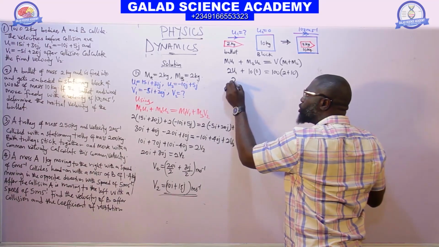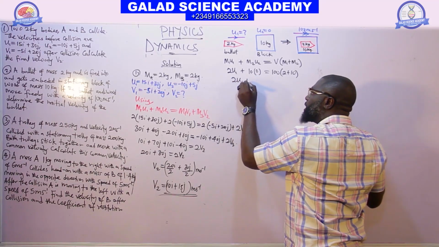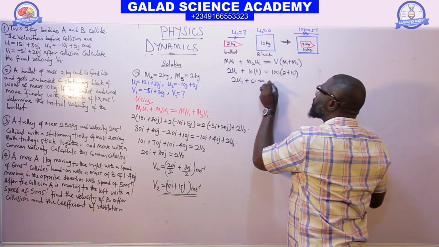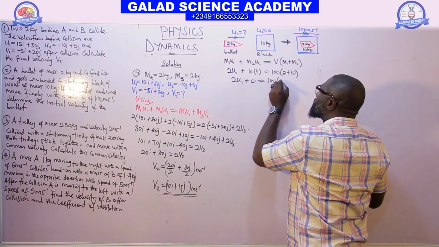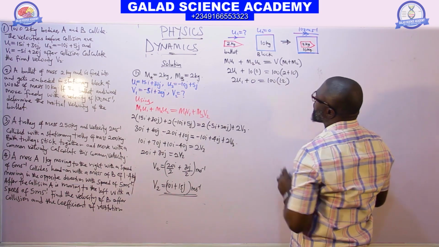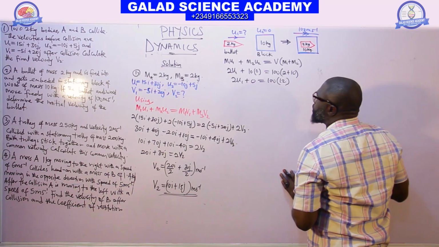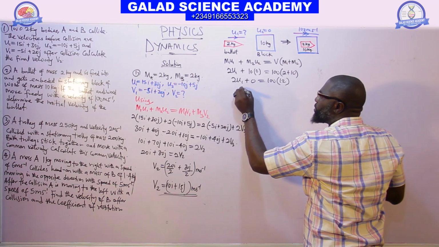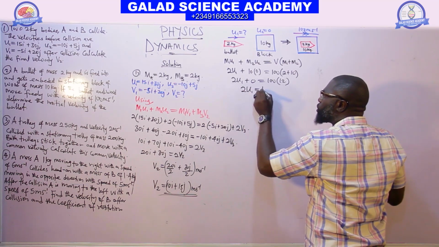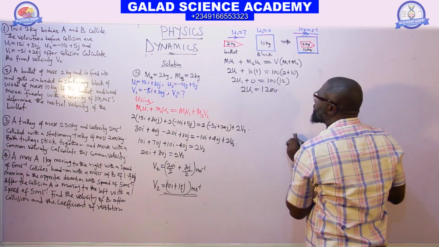You now have what? U1. Yeah, this and this to give us what? 0 equal to 100 into 12. 12 times 100 is 1,200. So you now have 2U1 equal to 1,200.